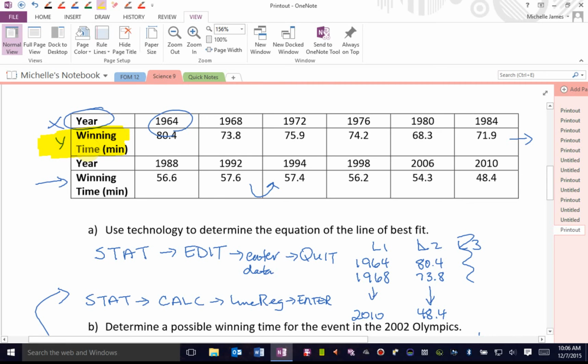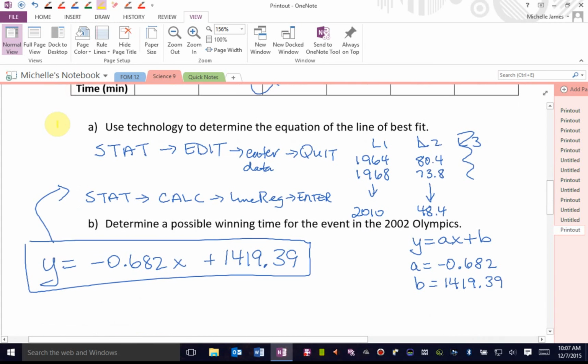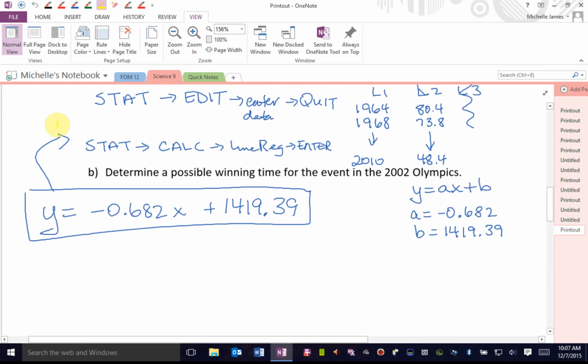Y is the winning time. What's x? X is the year. So, determine a possible winning time for the event in the 2002 Olympics. What do I do with 2002? Put 2002 in brackets for the x. Yes, substitute it in, exactly. So, y equals negative 0.682 times 2002 plus 1419.39.